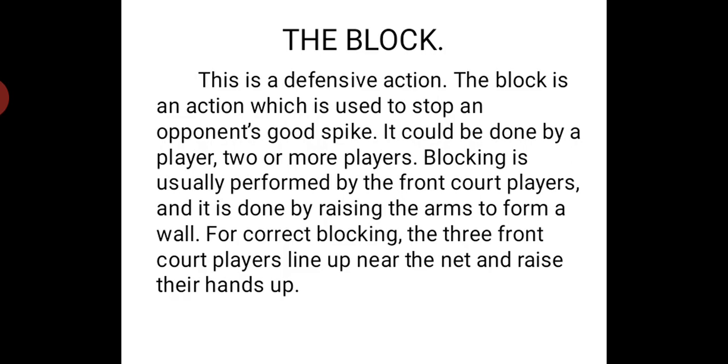So the three front court players, when they know that the opponents are about to spike the ball, will stand very close to the net and raise their hands up. Now, assuming the spiked ball is coming, if they are lucky, the ball can get to their hands and bounce back to their opponent. Even if the opponents want to volley the ball back, of course they cannot spike, because the ball is already low.